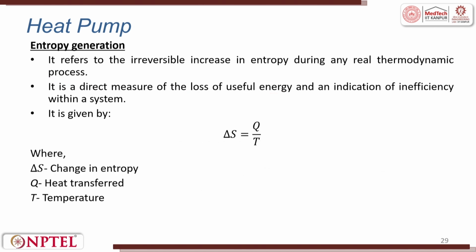Now in this, entropy generation is also there. It refers to the irreversible increase in entropy during any real thermodynamic process. It is a direct measure of the loss of useful energy and an indication of inefficiency within a system. It is given by delta S, the change in entropy, which is the ratio of Q and T. Q is the heat transferred, T is the temperature. Now let us see a problem statement here.